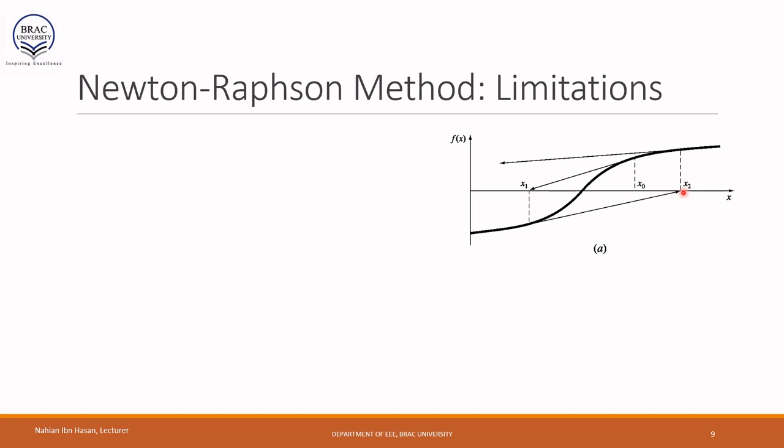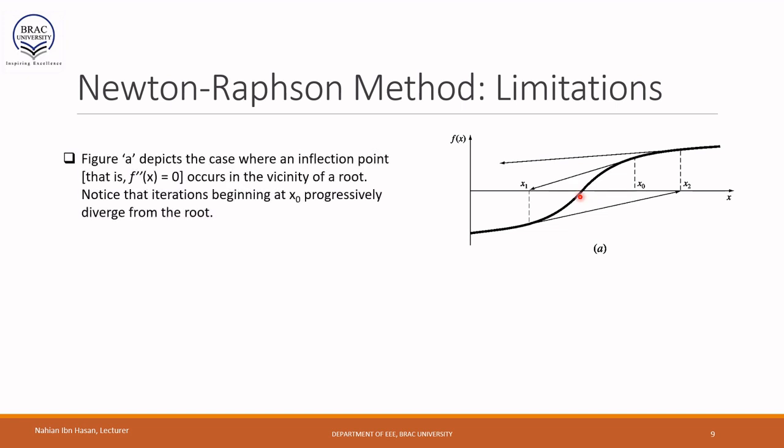Once we got to the result x2, and if we calculate further, the next tangent line is going to intersect the x-axis at a very far point. That means the result is not converging, rather we go from x0 to x1 to x2 to a further point. That means the result is not converging to our original root. So for this special type of function, the Newton-Raphson method fails to converge to the original root.